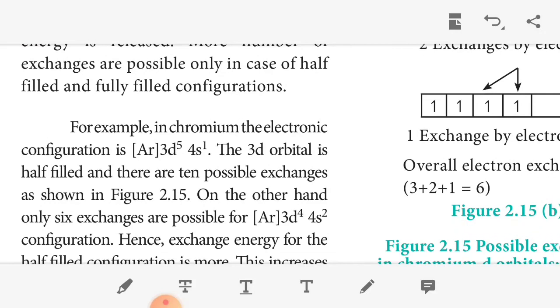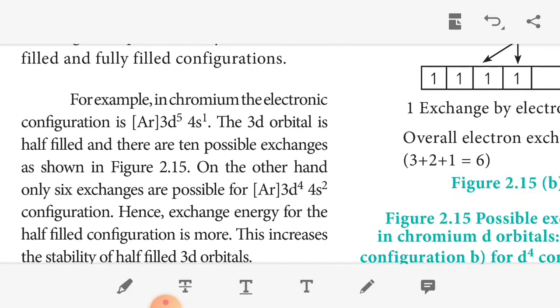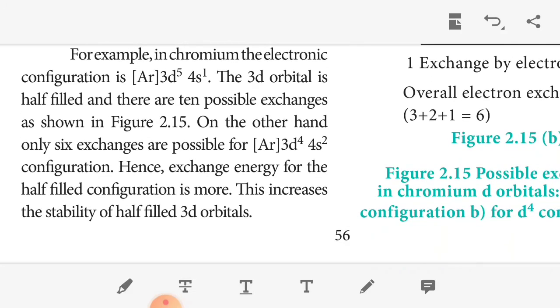For example, chromium. The electronic configuration of chromium, you know, is 3d5 4s1. The 3d orbital is half-filled because it is 3d5. So d5 means half-filled, d10 is completely filled, d5 means half-filled. There are 10 possible exchanges, as shown in the figure. On the other hand, only 6 exchanges are possible for 3d4.